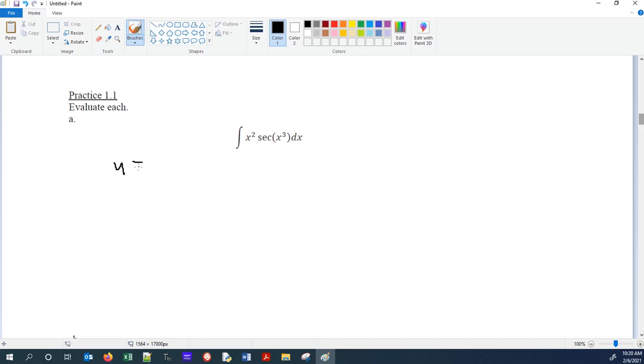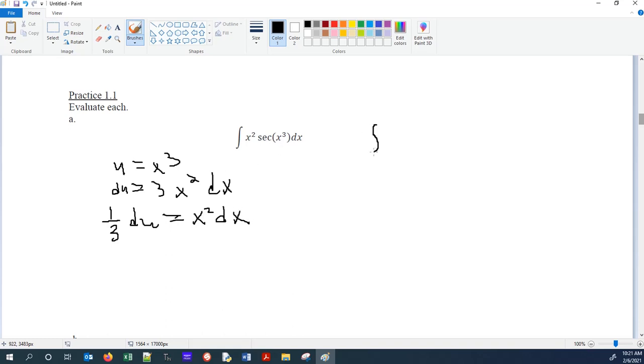All right, on this one, you should let u equal x cubed so that du is equal to 3x squared dx, making this 1/3 du equal to x squared dx. All right, so when we replace x squared dx, we know that's going to become our 1/3 du. I'll just go ahead and bring the 1/3 out in front. So this is secant u du.